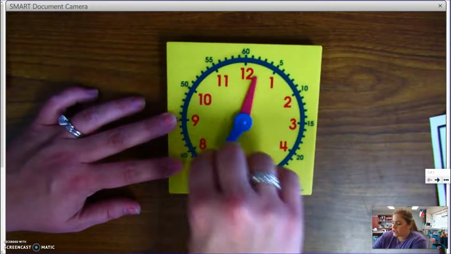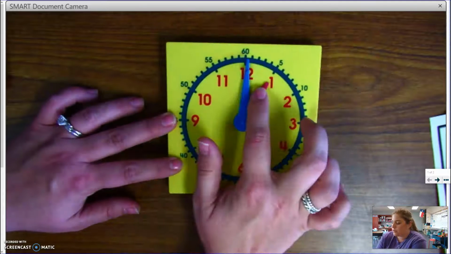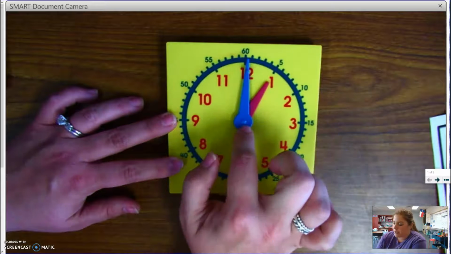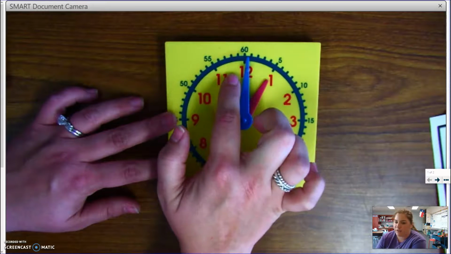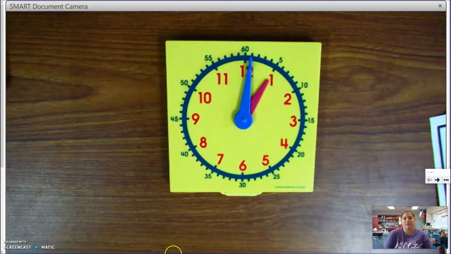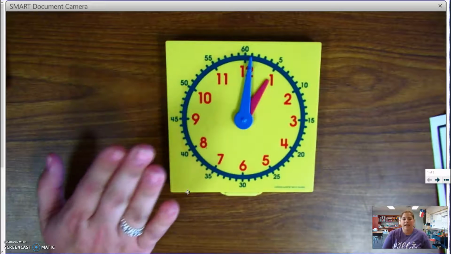If I changed the hour, our hour hand is pointing at 1, and our minute hand is pointing straight up at 12, so that means it is 1 o'clock.